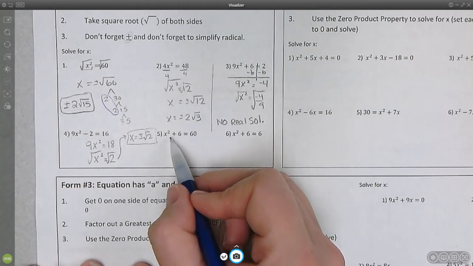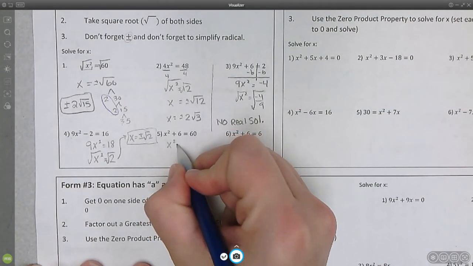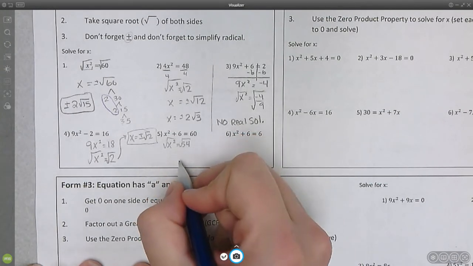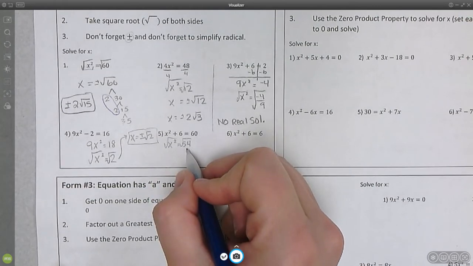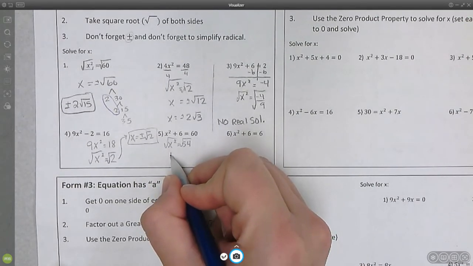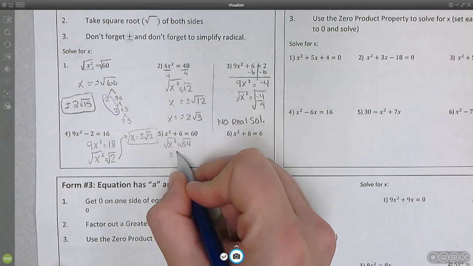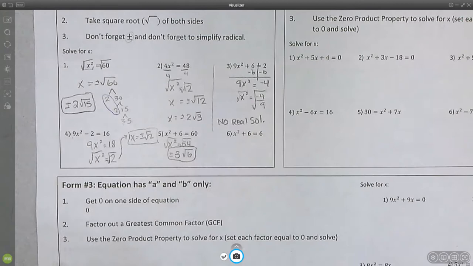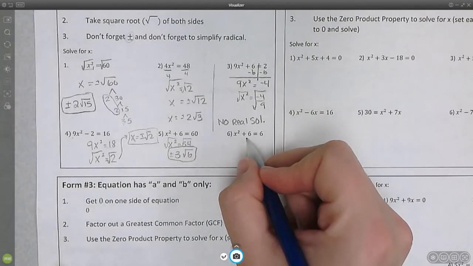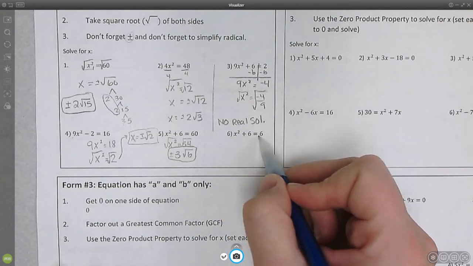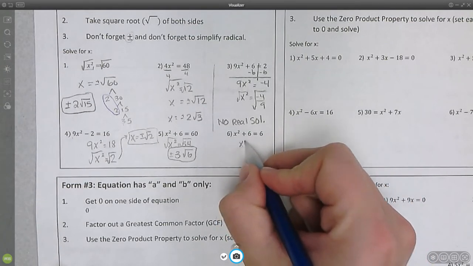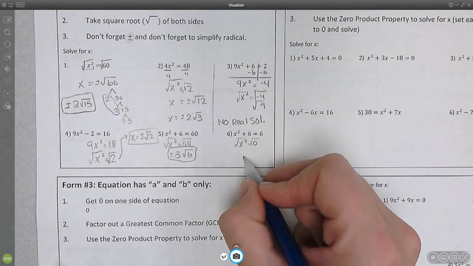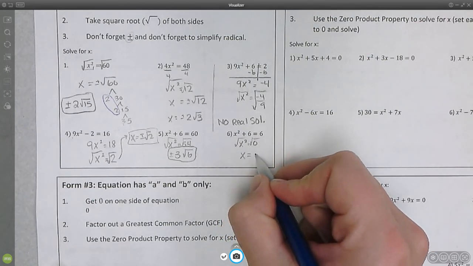This one, you're going to subtract 6 from both sides. So x squared equals 54. If you square root both sides, you end up with, let's see, 9 times 6. So plus or minus 3 times the square root of 6. And last one, we have to get rid of the 6. So subtract 6 from both sides, and you get x squared equals 0. And the square root of 0 is just 0. No plus or minus needed.